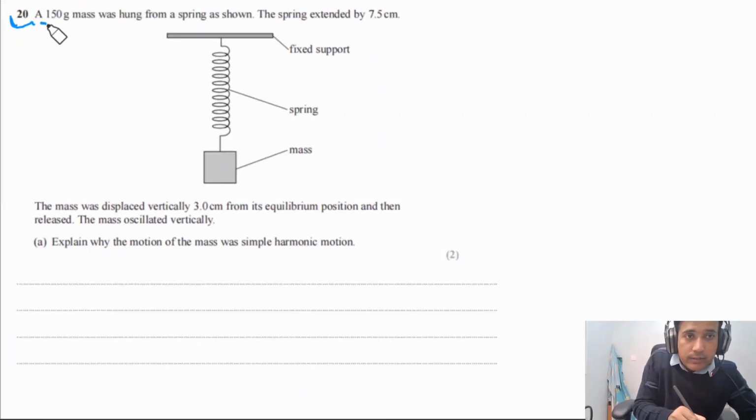Question 20 says, a 150 grams mass was hung from a spring as shown in the figure. The spring extended by 7.5 centimeters.